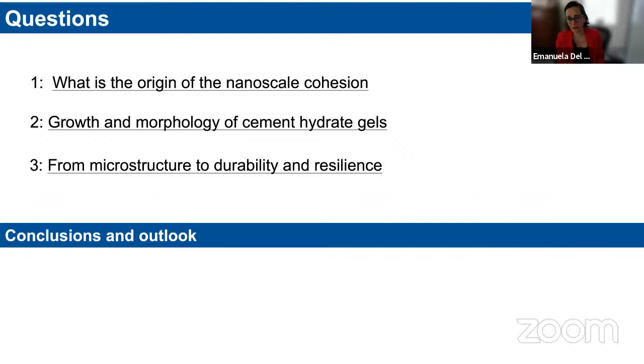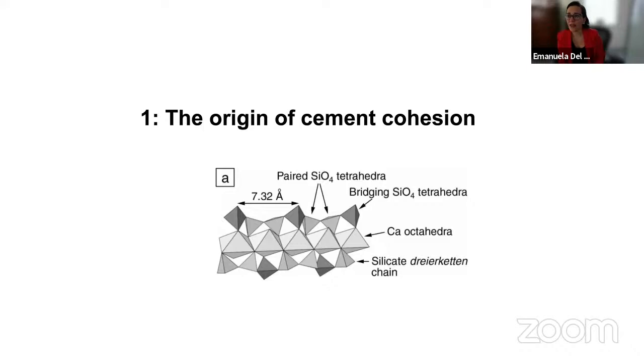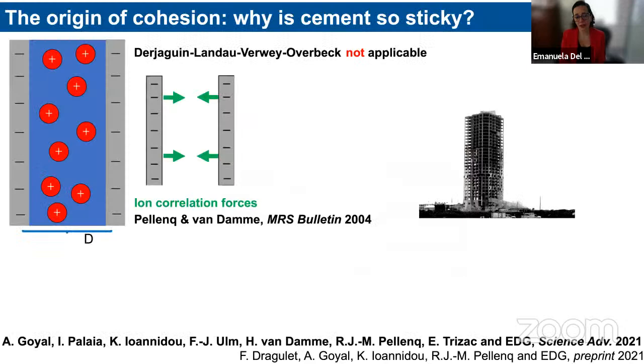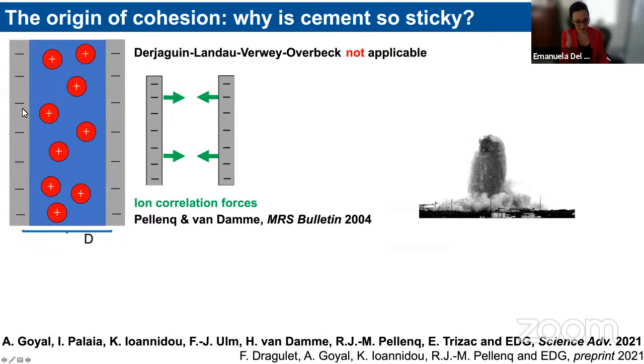So I'm going to start basically asking the question, why is the material sticky to start with? So if we think about what happens at very small scale, basically what you have is these surfaces of the calcium silicate hydrate that start to precipitate, and they are intercalated with water and mainly calcium ions, which is the main ion. So you have negatively charged surfaces and ions and water in between. And so basically you have charge attraction. But the usual theories that we have to describe this type of phenomena, that capture the phenomena in other systems, really don't apply to cement.